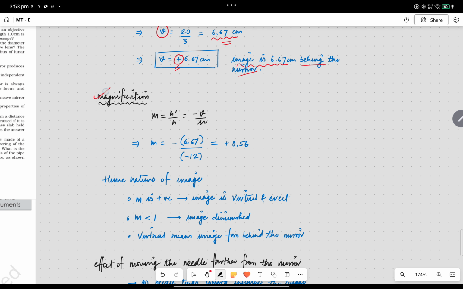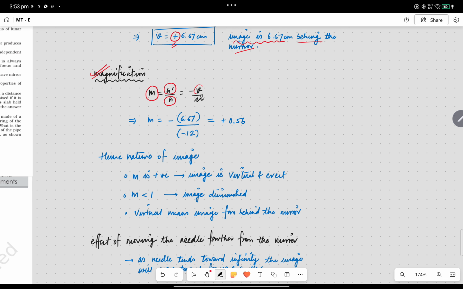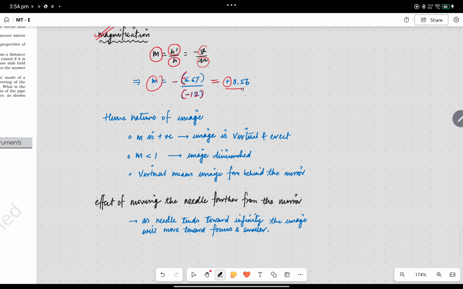Now the second part of the question is magnification. So magnification m is equal to h dash by h, that is image height by object height, is equal to minus v by u, right? You know v and you know u, so put the value 6.67, positive, for v, and for u it is minus 12. Always remember to put the sign in the right place, right? Then calculate m, and you get m equal to plus 0.56. Always put the sign.